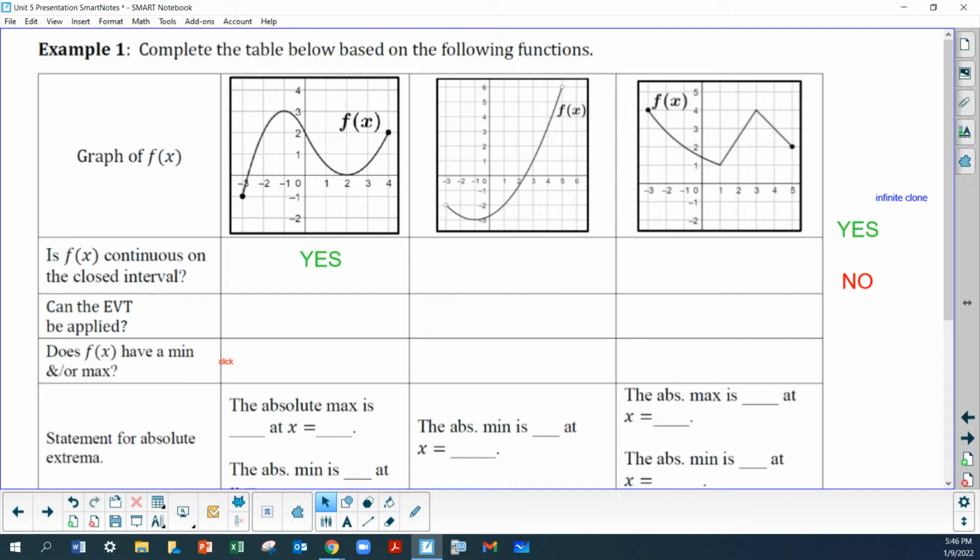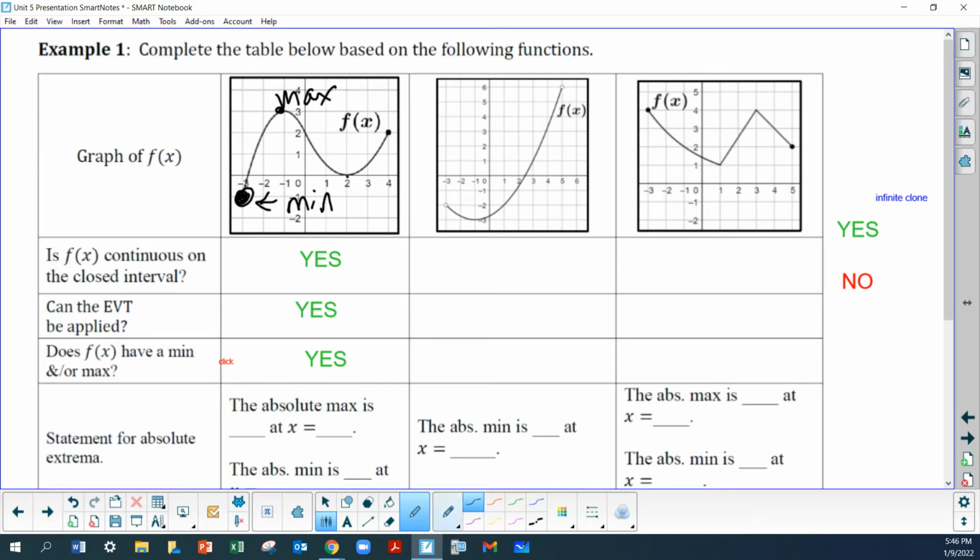Can the EVT be applied? Well, yes, it can, because it also had those closed intervals. I didn't read the second part of that first box, did I? Does f have a min and or a max for this one? Yeah, it does, doesn't it? I can verify right here we have an absolute max, and right here is our absolute min.